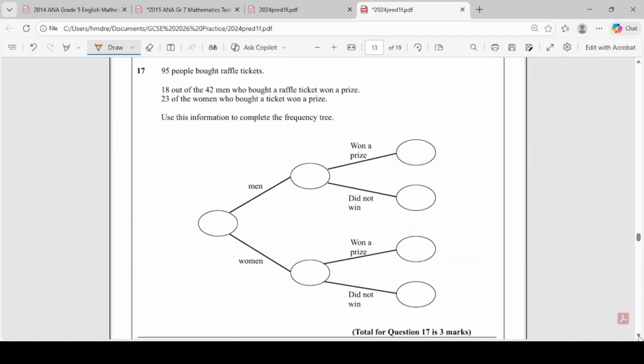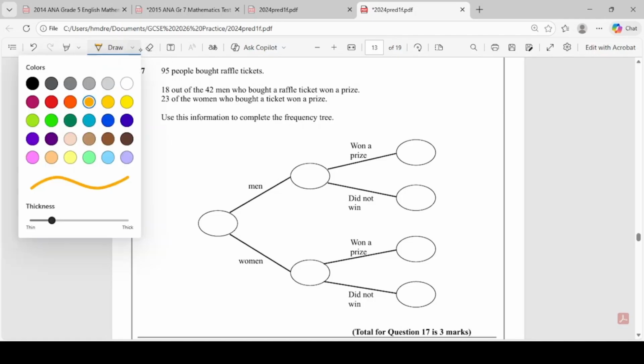Question 17. 95 people bought raffle tickets. 18 of the 42 men who bought a raffle ticket won a prize. 23 of the women who bought a ticket won a prize. Use this information to complete the frequency table. Generally, what I've seen is students are quite good at frequency tables. You've just got to start filling what you can and we work out the missing numbers.